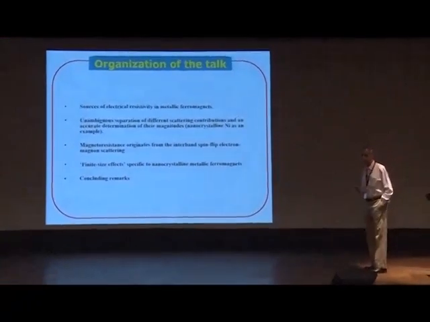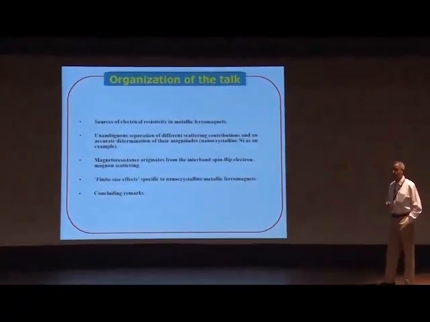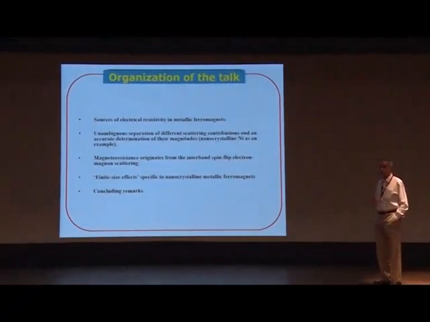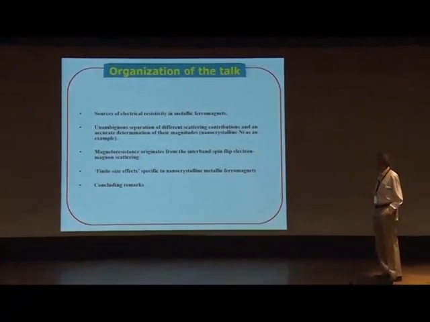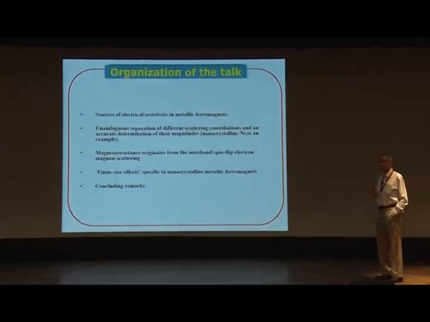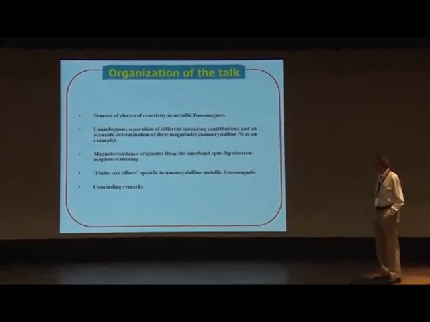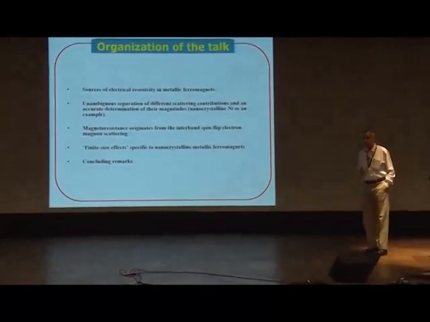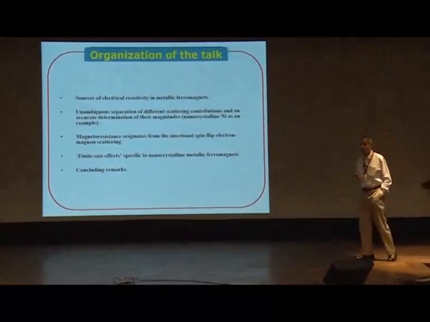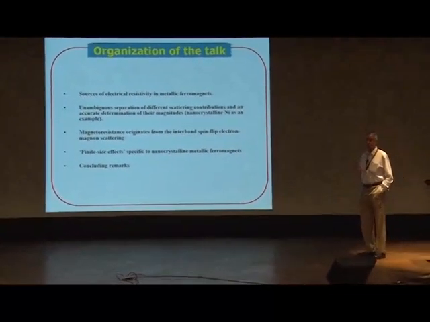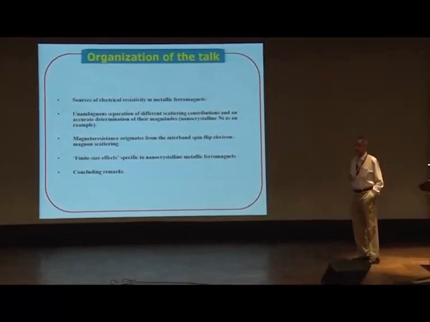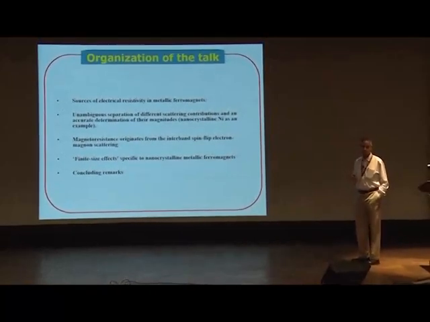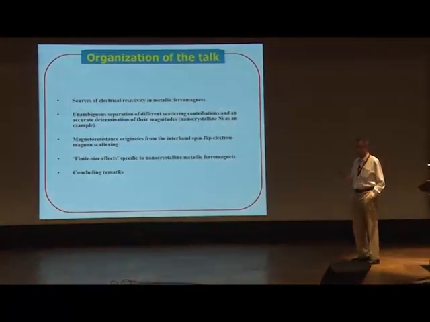Then I'll show you how one can unambiguously separate out different scattering contributions and also determine accurately their magnitudes. I will treat nanocrystalline nickel as an example to illustrate this approach. But this approach can very well be used for any metallic ferromagnet, whether it is crystalline, nanocrystalline, or amorphous. So quite general in scope.